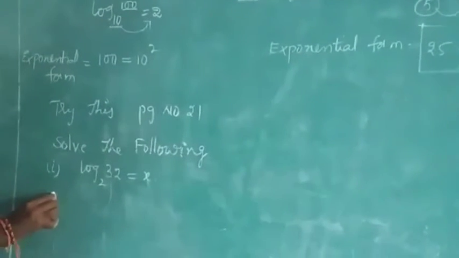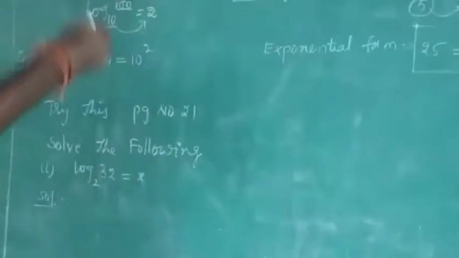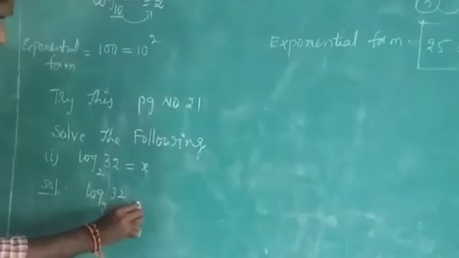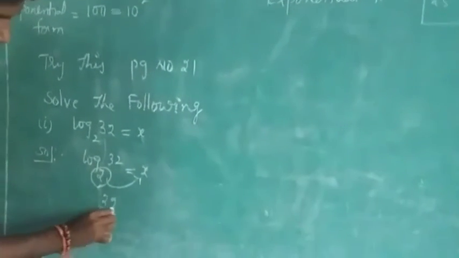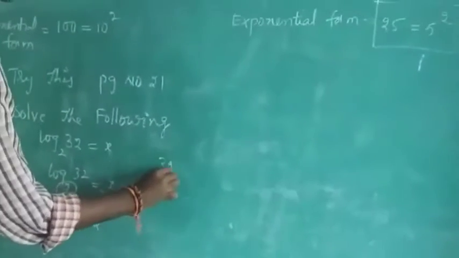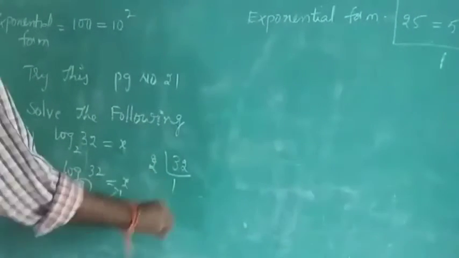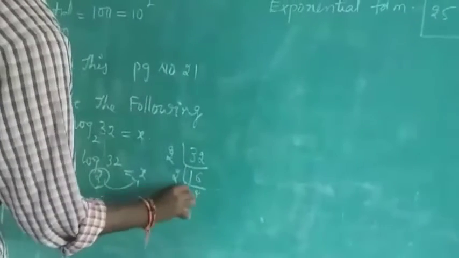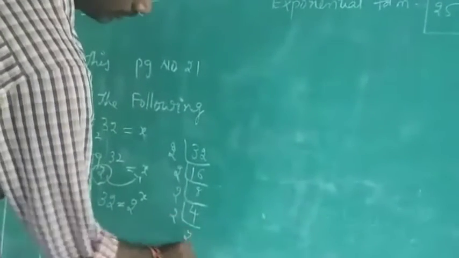See, it is there in the logarithmic form. You need to change it into exponential form. Log base 2 of 32 is equal to x. Transposing, 32 is equal to 2 to the power of x. This 32 you can write using prime factorization of 2. 2 ones are 2, 2 twos are 4, 2 fours are 8, 2 eights are 16, 2 sixteens are 32.